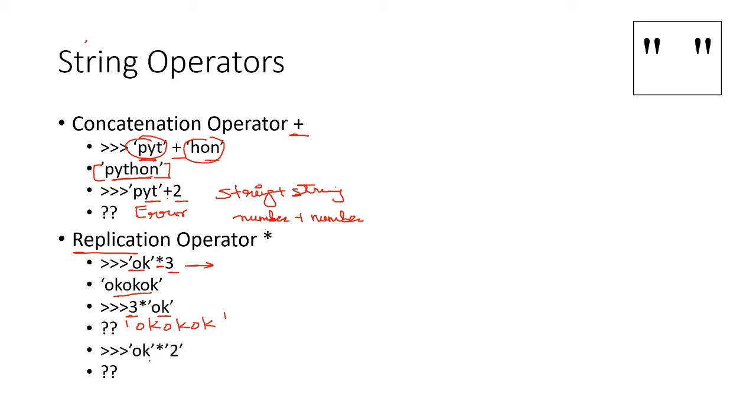But when the replication operator is being used with another string, it is going to result in an error, because there is another rule that states that the replication operator can only be used with an integer and a string. That is, one of the operands must be an integer and one of the operands must be a string. The order does not matter. The string may come afterwards or first, but one of them has to be an integer. You cannot use the replication operator with two strings.